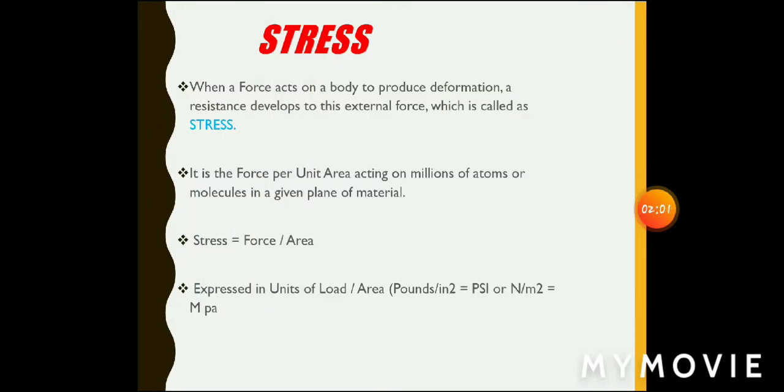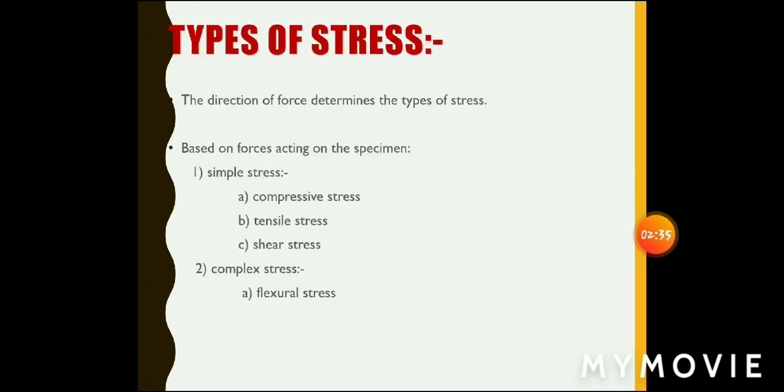Now coming to stress. Stress is usually the force acting per unit area. This force is not the external force that we are applying. It's the internal resistance of a body to the external force. So when a force acts on a body to produce a deformation, a resistance develops to this external force, which is called stress. So it is a force per unit area acting on millions of atoms or molecules in a given plane of material. It is expressed in units of load per area, or pounds per square inch, or newton per meter square, or megapascals.